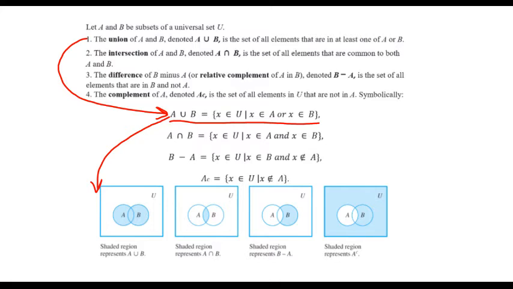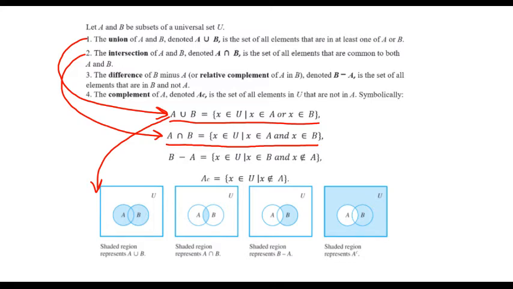In a similar way, we define intersection of A and B. So the intersection of A and B, denoted by this symbol, is the set of all elements that are common to both A and B, and this is the definition of the intersection of A and B in a more symbolic way. We say it is equal to the set of all elements X belongs to the universal set U, such that X belongs to both A and B.